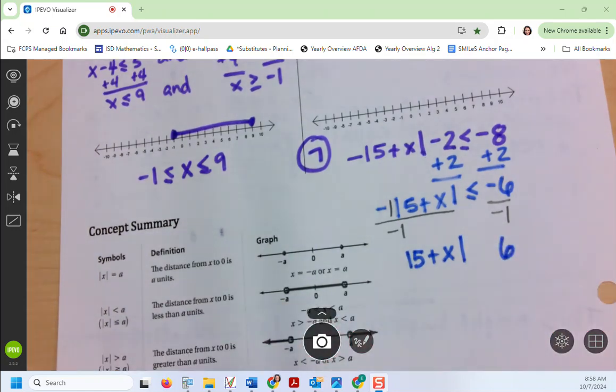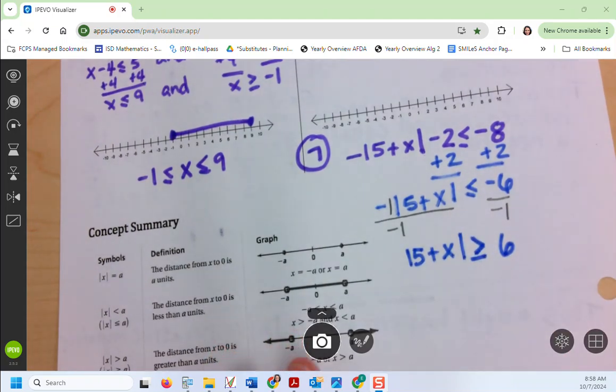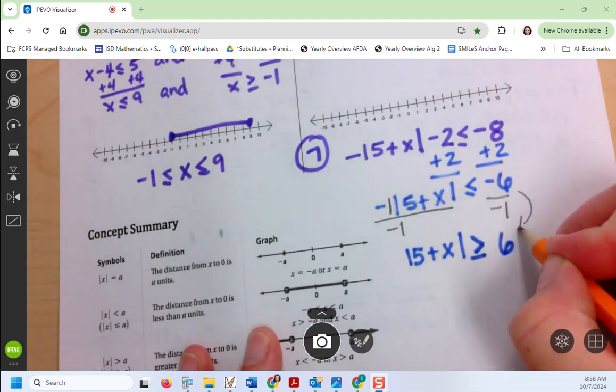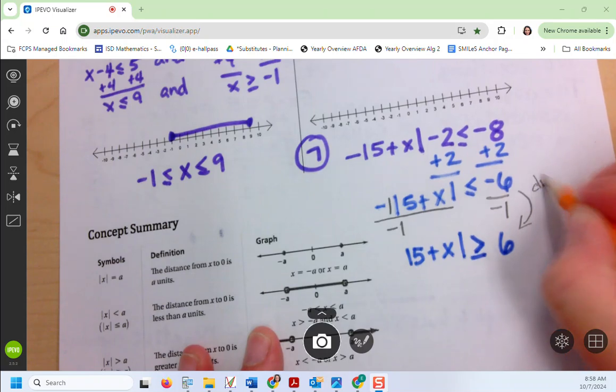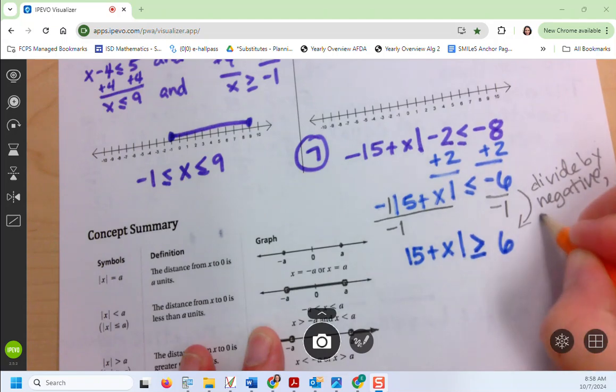Does anybody remember from way back? What happens when you divide both sides of an inequality by a negative number? Negative divided by negative is positive, but what happens to my less than? All right, very good. So my less than becomes a greater than, like that. And that happened because I divided by a negative. Divide by negative. Flip the inequality.